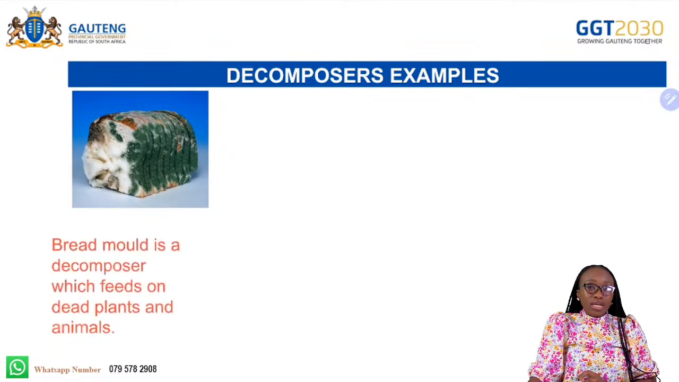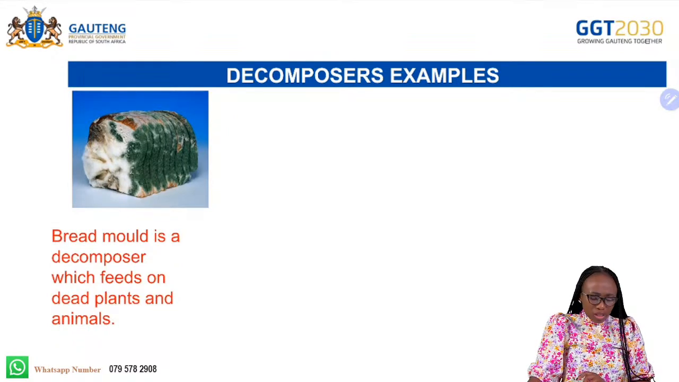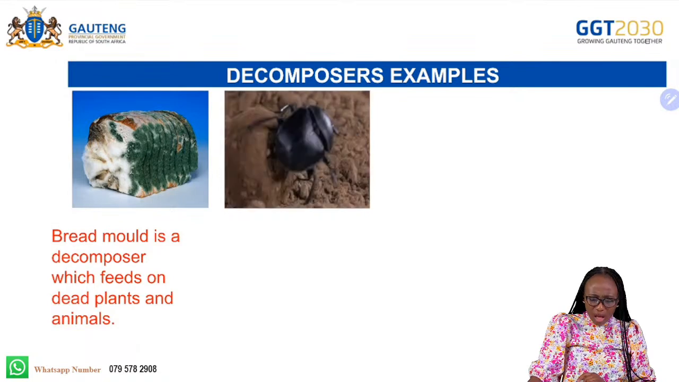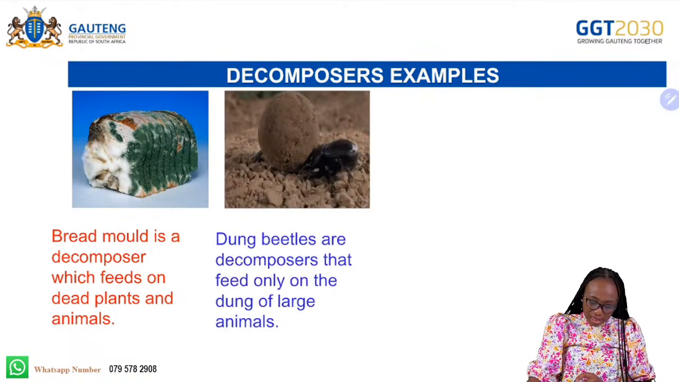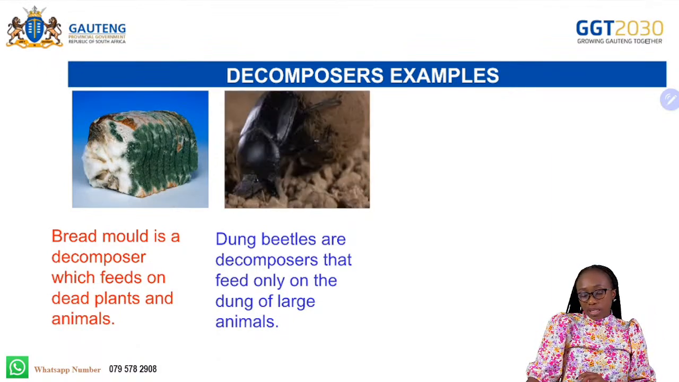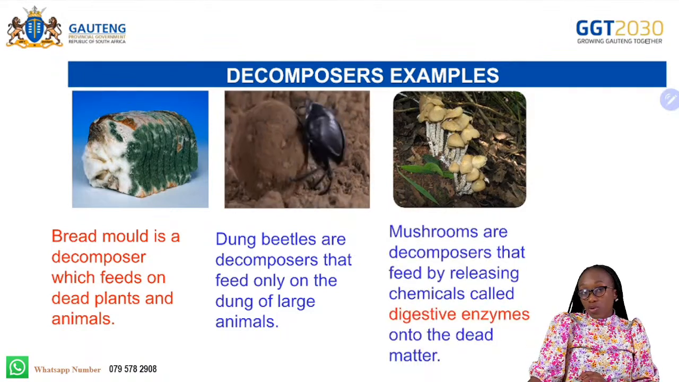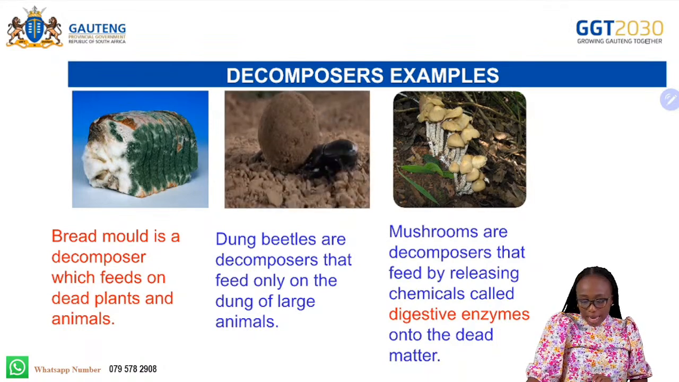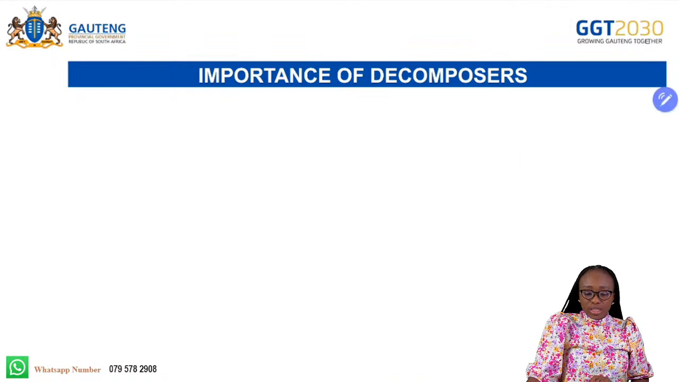So here are some examples of decomposers. We've got bread mold, which is a decomposer and feeds on dead plants and animals. We've got the dung beetle, which decomposes only the dung of large animals. And then we've got mushrooms. These decompose by releasing chemicals called digestive enzymes onto dead matter.